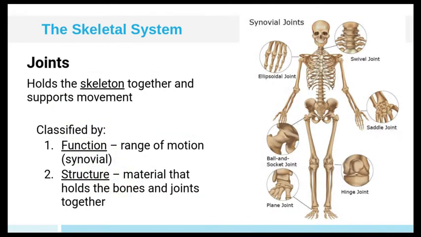So joints are what hold the skeleton together and support us in our movement. We've got function, which is the range of motion or synovial, and then you've got structure, which is the material that holds the bones and joints together. You can see you've got a swivel joint in your neck, ellipsoidal joints in your fingers, and ball and socket joints in your hips and your shoulders. You have plane joints in your feet, hinge joints in your knees, saddle joints in your wrists. So lots of different joints.